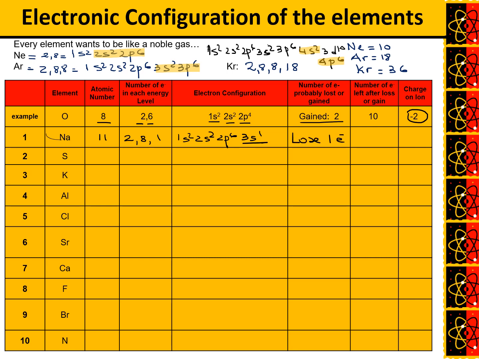And if it had 11 protons, it had 11 electrons, but it lost 1, so it's going to have 10 electrons now. And the charge is going to be +1. Why is that? 11 protons minus 10 electrons is going to give me the +1 charge. Okay? We are going to do the other one.